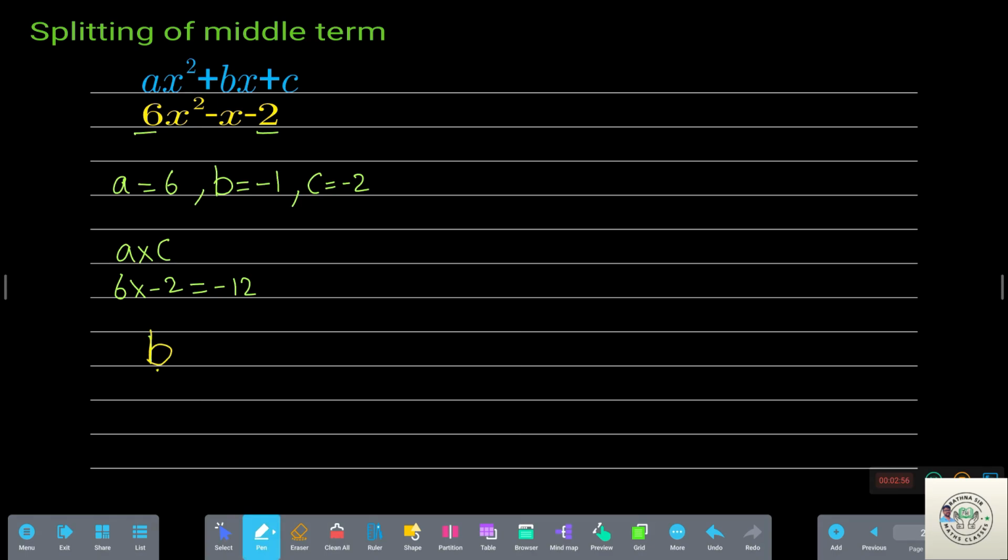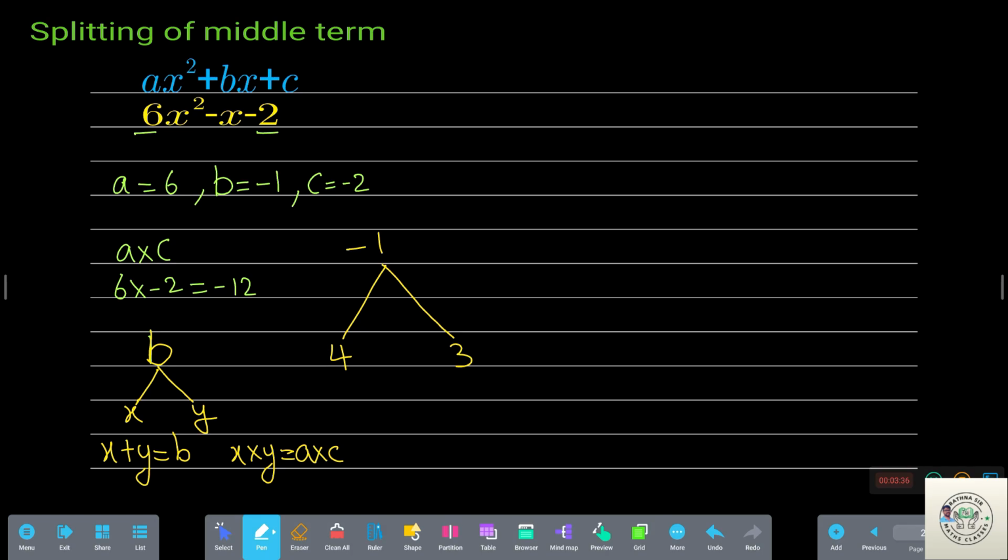So b we have to split in such a way that, suppose we are taking x and y, if you add these two, x plus y, you have to get back b, and if you multiply these two, x into y, you have to get a into c. So what is b we are having here? Minus 1. So minus 1 we have to split into two parts whose product is minus 12. So we can take 4 and 3. 4 into 3 is 12.